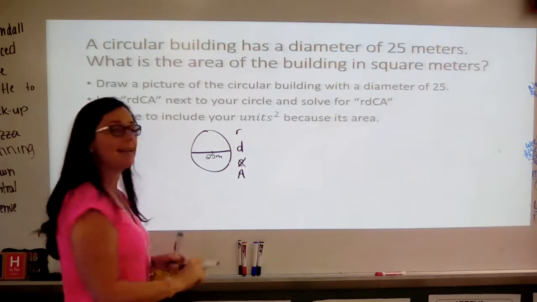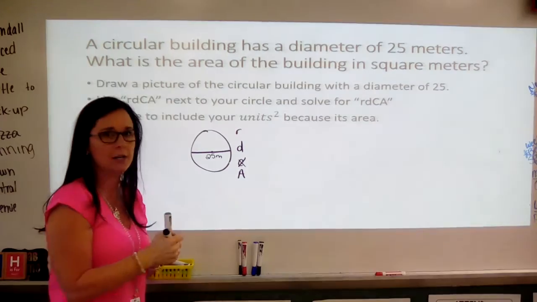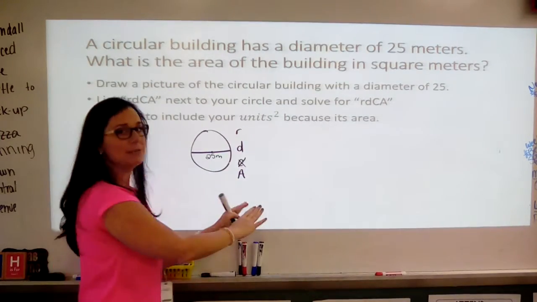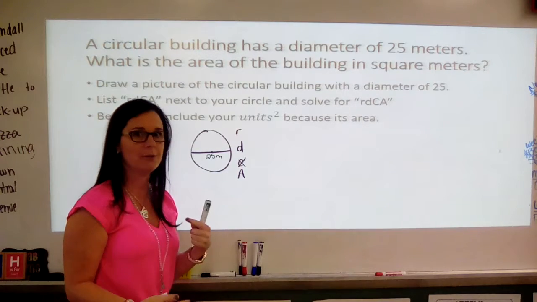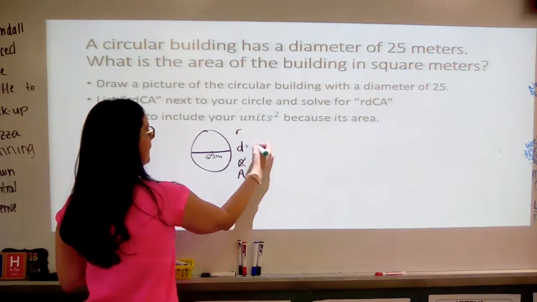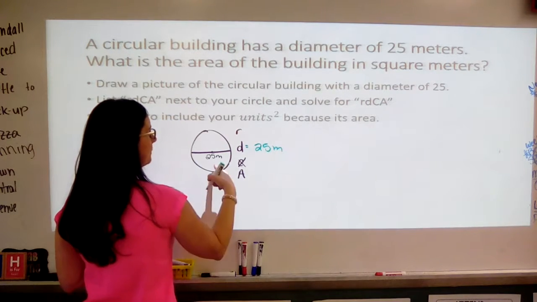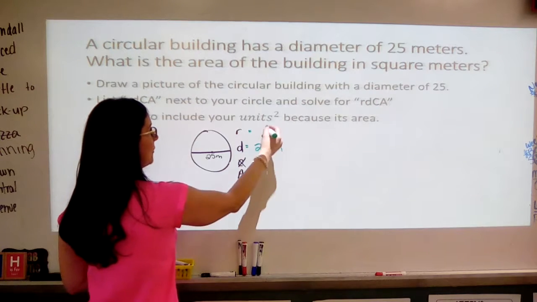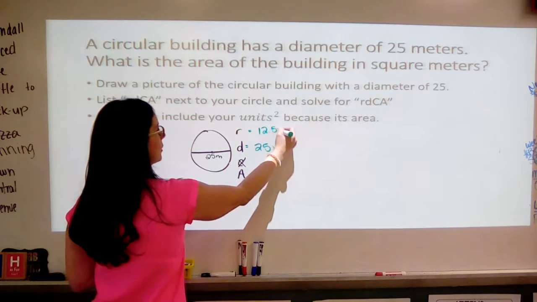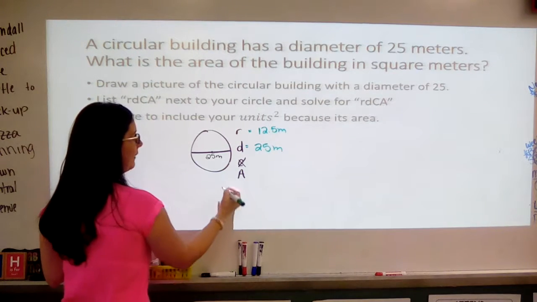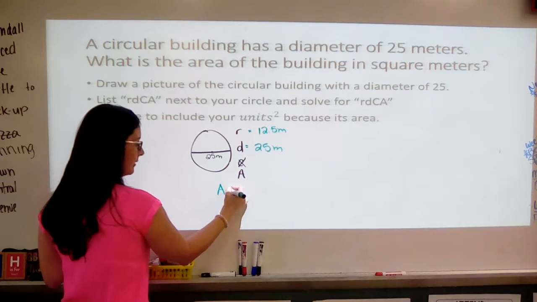Since this problem is not asking me to find circumference, I'm just going to cross that out because it's not necessary. But again, my brain is seeing RIDCA there, so it helps my brain go into autopilot of the process to solve these. So I know that my diameter is 25 meters. If my diameter is 25 and I'm going to radius, I know that is half. So half of my diameter will be 12.5. Now I need to find the area of my circle.